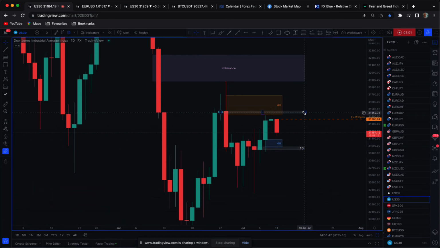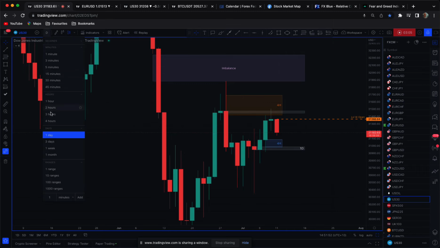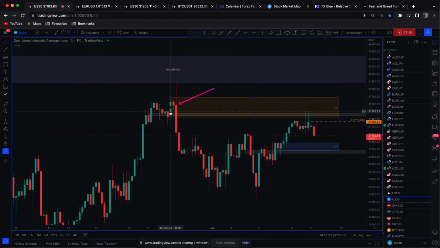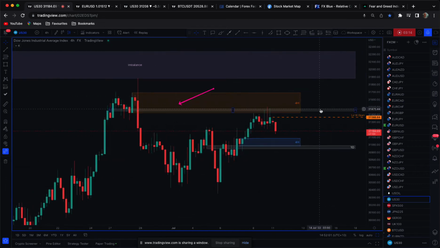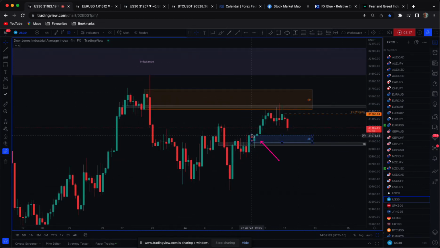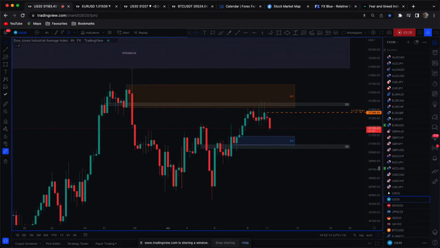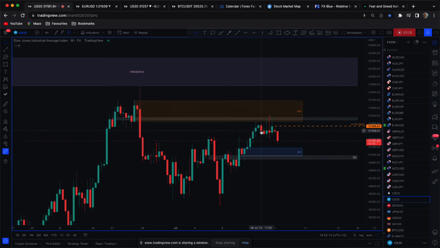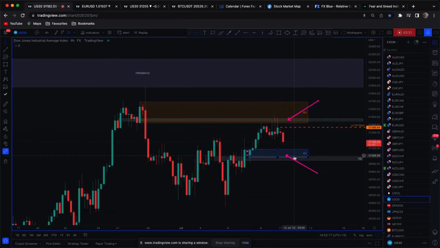Now these two zones coincide with, if we go down to the 4-hour, this distribution level on the 4-hour time frame, okay, coincides with this daily, and we've got this accumulation here, 4-hour time frame, comes into play with this daily. At the moment, we're kind of hovering around in the middle here. These are my points of interest, as is this imbalance up here.